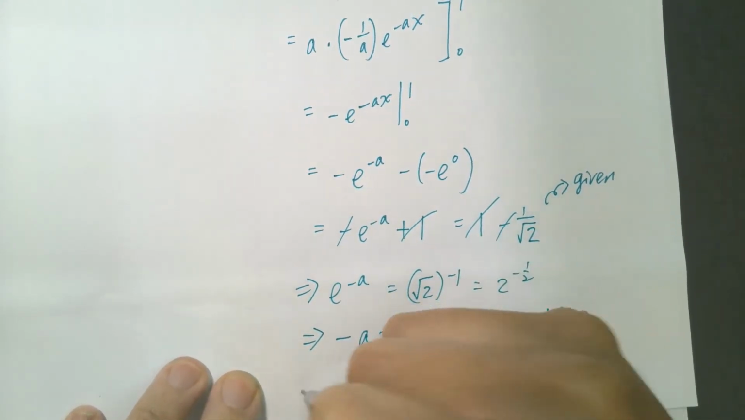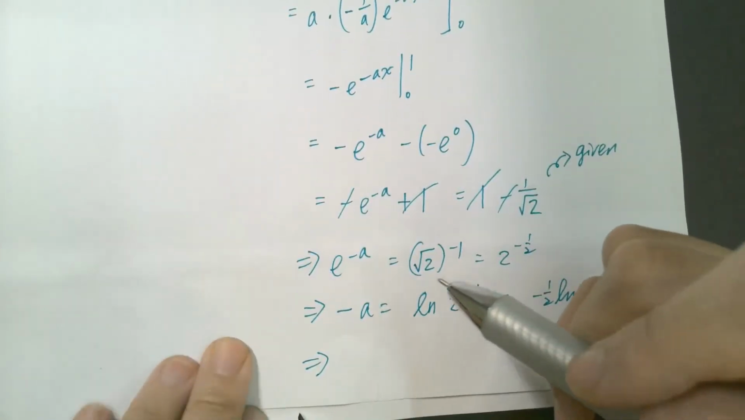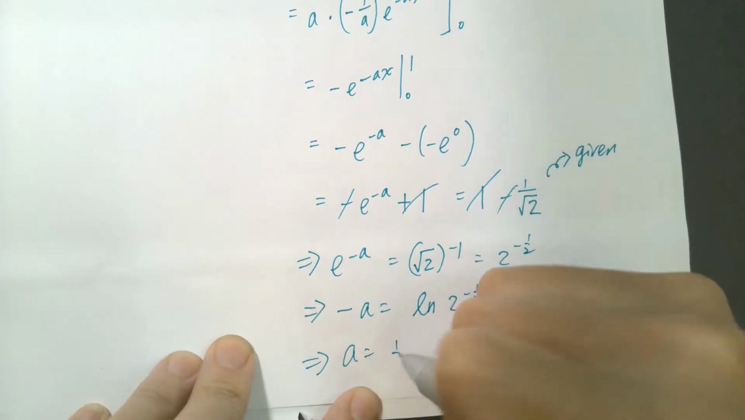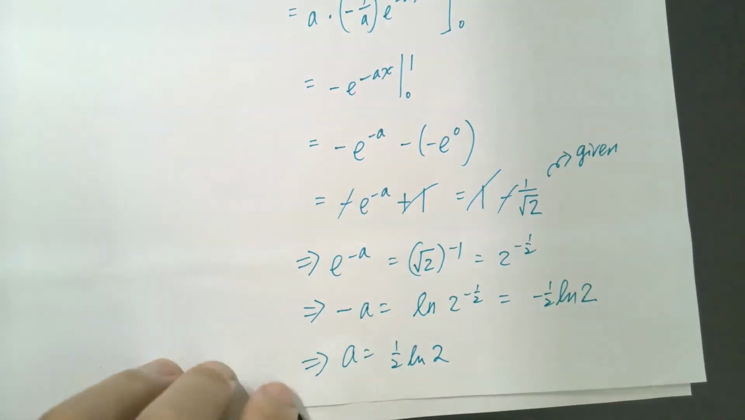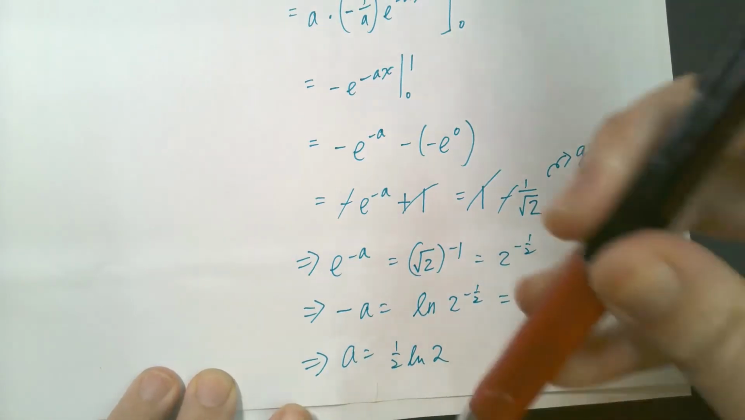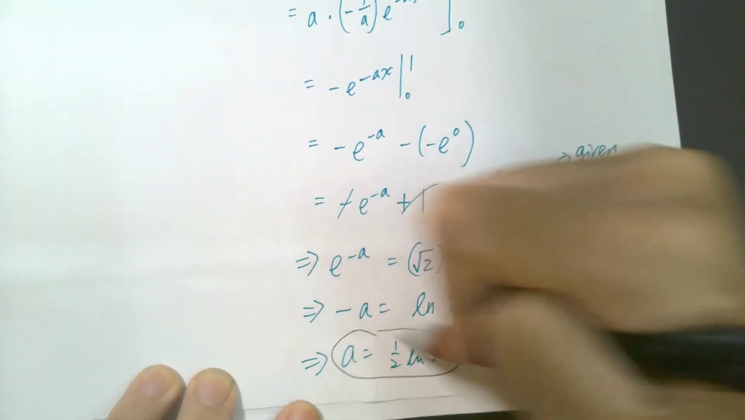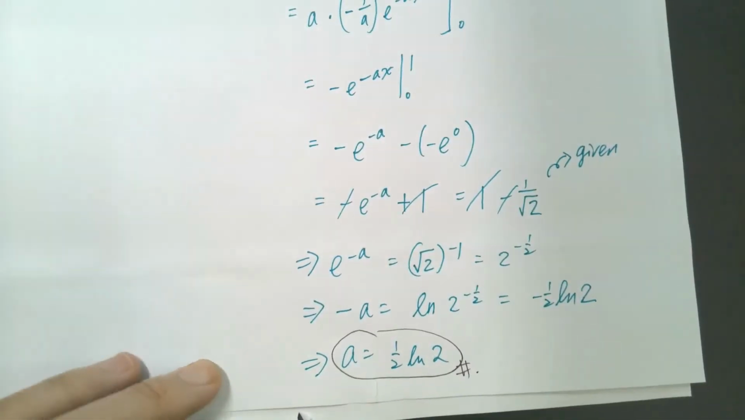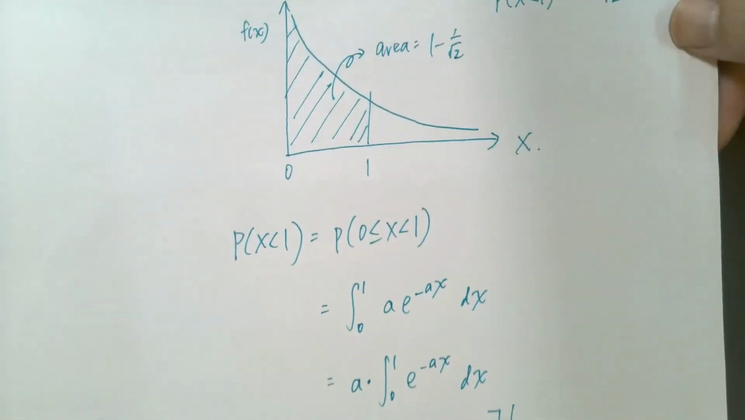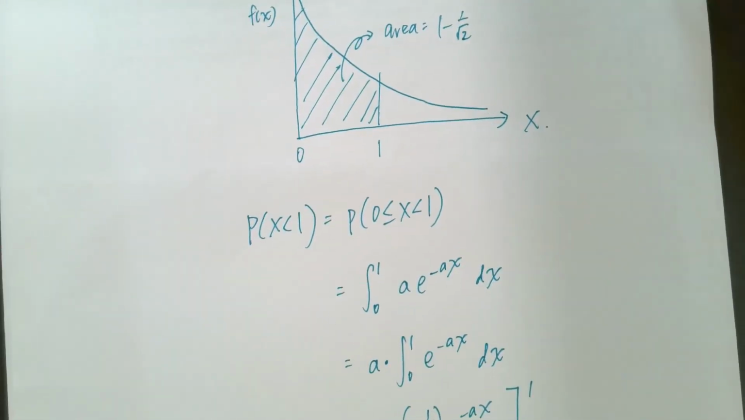So therefore, finally, a is equal to 1/2 ln of 2, right? So that's our solution. Let me circle it. Okay, so this is our 6-mark question, right? You have to remember that the area under your distribution function will be the probability, and that's how you can quickly find the integral of the function and then solve for a.